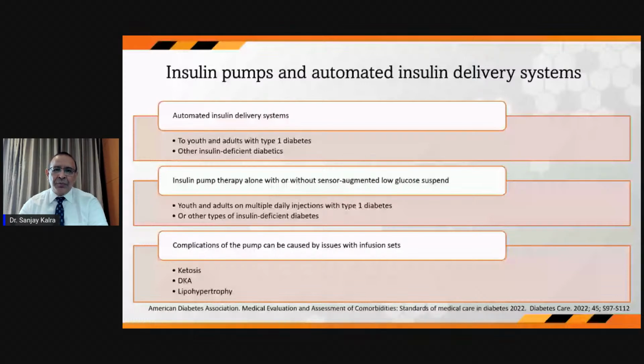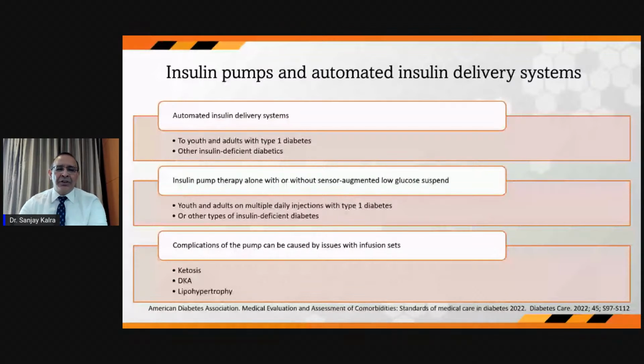It is not that if you prescribe an automated insulin delivery system or a pump, there will be no complications, there will be no issues. The pump will work only as much as you want it to work. So you have to follow the discipline. You have to enter your carbohydrate counts regularly. You have to adjust the insulin dose properly. So a lot of education is required on the part of the patient.